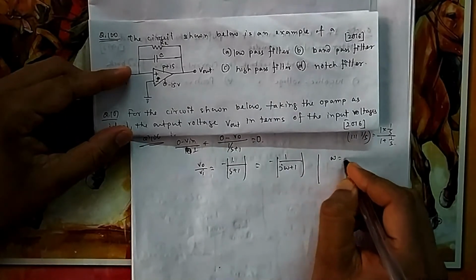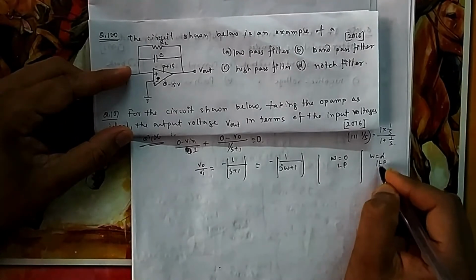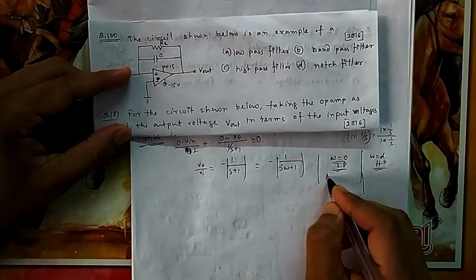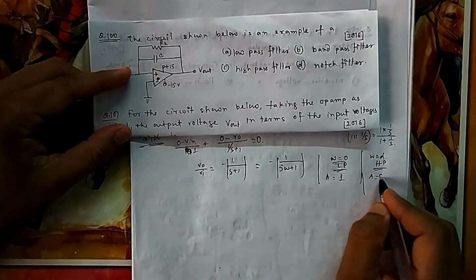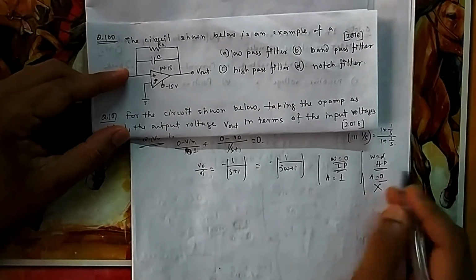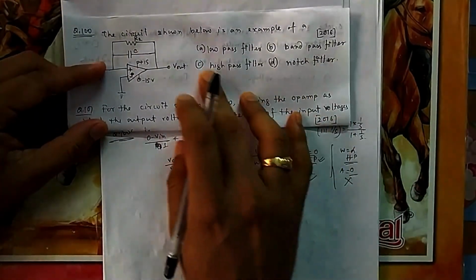Now you put omega equal to 0 and calculate for low pass, and you put omega equal to infinity and calculate for high pass. For omega equal to 0, what will be the gain? Gain is equal to 1. What will it be for omega equal to infinity? If you give infinity, the gain is 0. So it is not allowing high frequency, it is allowing low frequency. So it is a low pass filter. So it is option A.